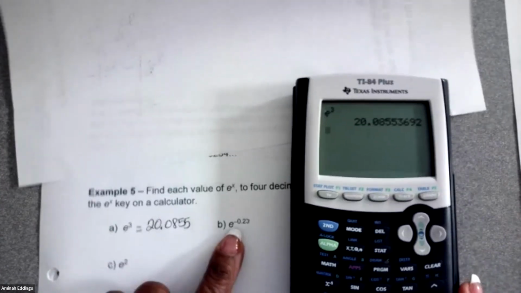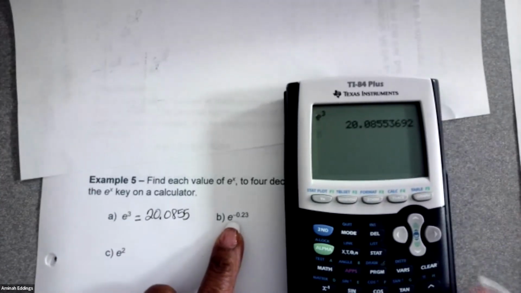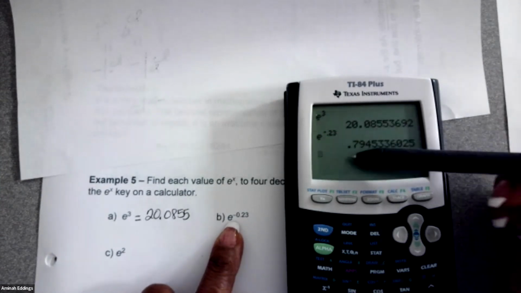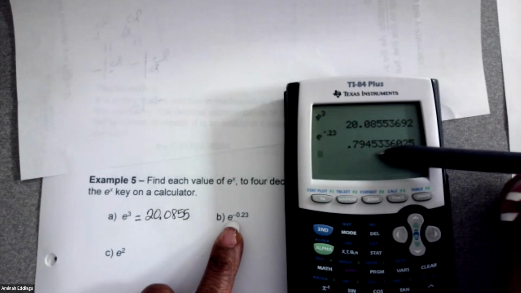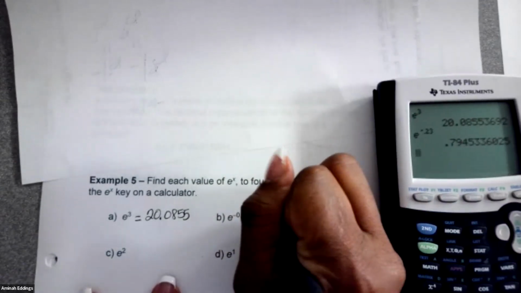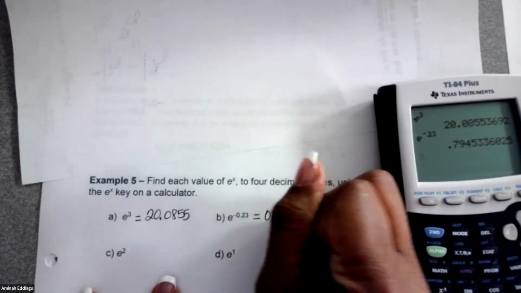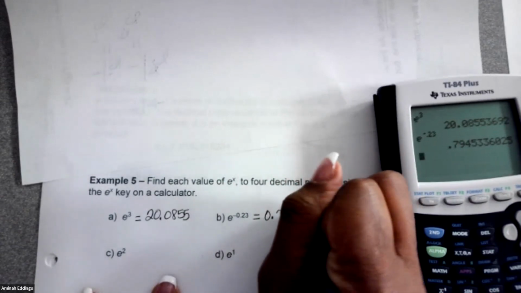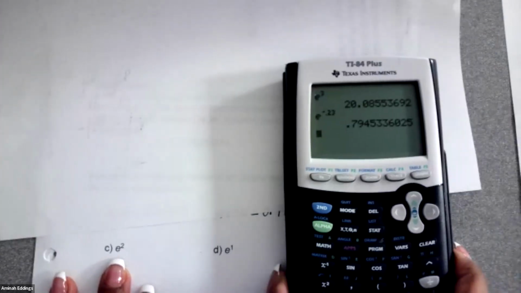There's my B. So E to the negative 0.23. So again, second ln, negative 0.23. Press enter, and I get 0.7945. So let's put that here. 0.7945.